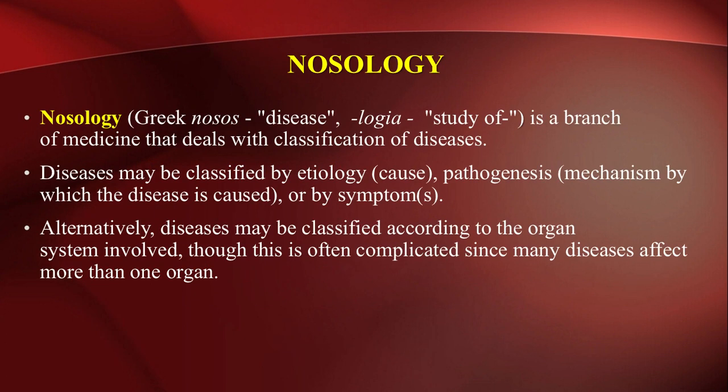Nosology, from Greek, nosos meaning disease and logia meaning study of, is a branch of medicine that deals with the classification of diseases. Diseases may be classified by etiology, by pathogenesis, which is the mechanism by which the disease is caused, or by symptoms. Alternatively, diseases may be classified according to the organ system involved. This is often complicated, since many diseases affect more than one organ.